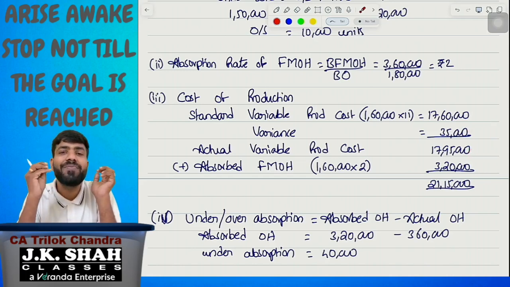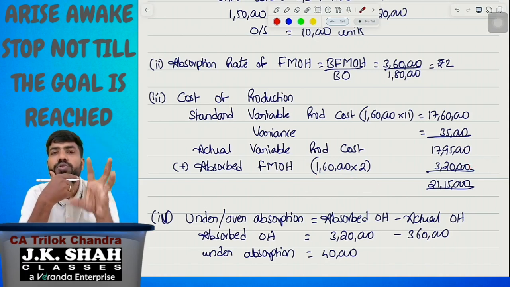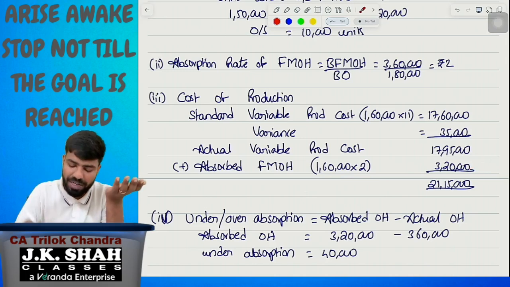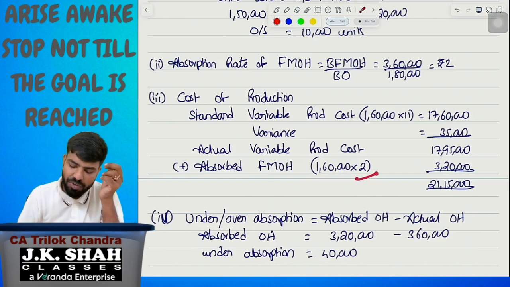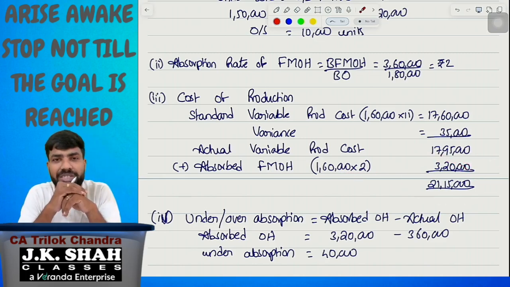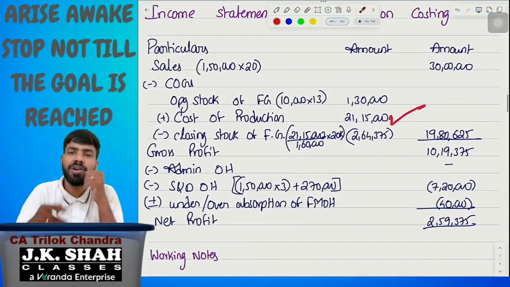To that we need to add the fixed overheads. Fixed overheads is 3,20,000. I'm absorbing the overheads. How to absorb the overheads? Actual base quantity into budgeted rate. Actual base quantity is 1,60,000, that is the actual production, into budgeted rate of 2 rupees. So 3,20,000. Totally it comes to 21,15,000, which is the cost of production. Opening stock is already valued. Now the cost of production is 21,15,000.